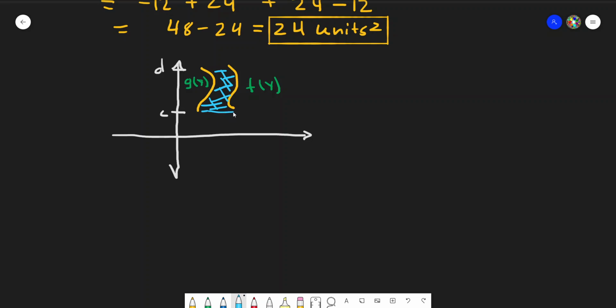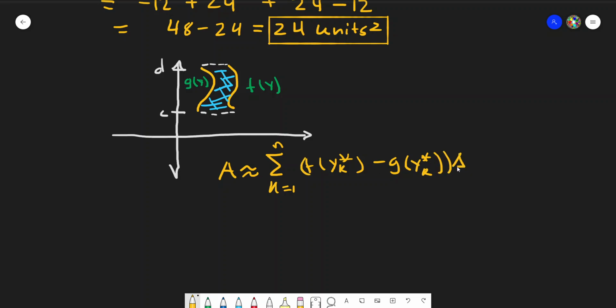Okay, so we have that. We just need to make sure that we define our integral such that the cross section is actually perpendicular to the y-axis, but it's still with respect to y. So what that means is that the area of the region is approximately the series summation of k equals 1 to n, if I take a partition, of f of y sub k star minus g of y sub k star, multiplied by delta y.